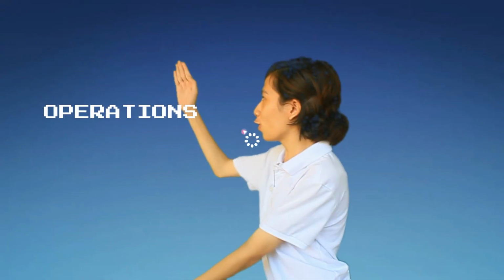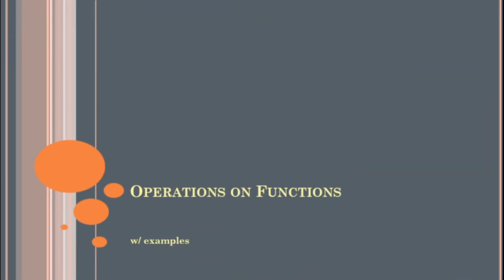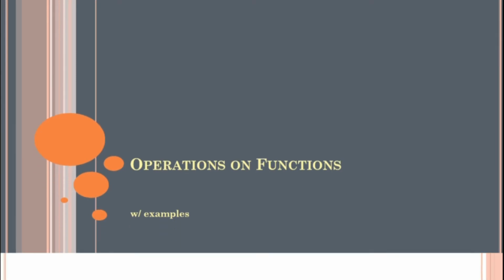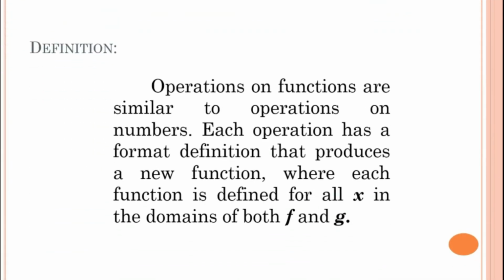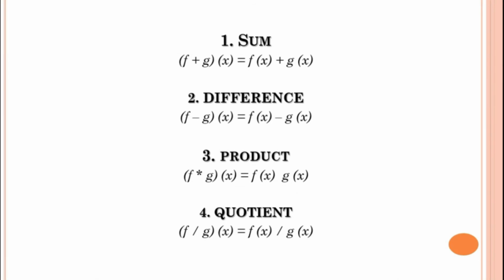For our last topic, operations on functions. Now, we are going to tackle operations on functions together with some examples. Operations on functions are similar to operations on numbers. Each operation has a formal definition that produces a new function, where each function is defined for all x in the domains of both function f and function g. So here are the formulas on how to get the sum, difference, product, and quotient of two functions.